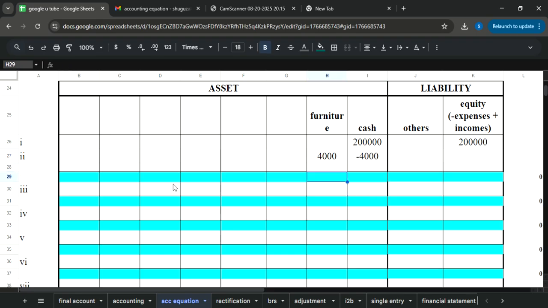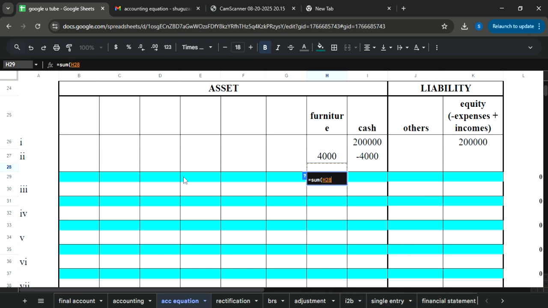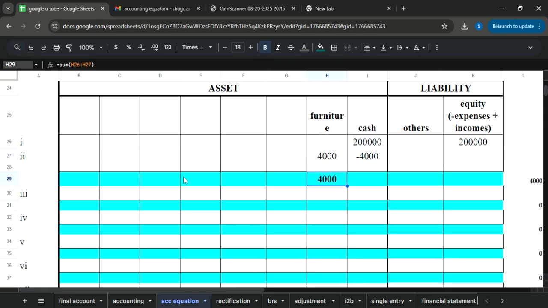As usual, after completing our entries, we will take the sum. So you have taken the sum of the asset side. Similarly, you will take the sum of the credit side as well. For the liability side, 2 entries are completed.